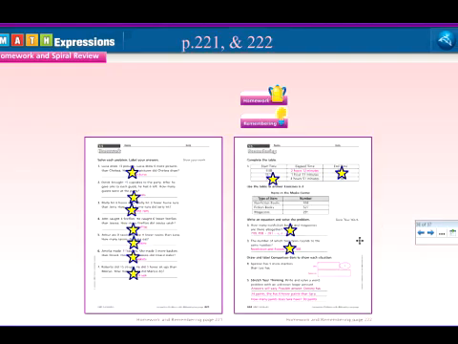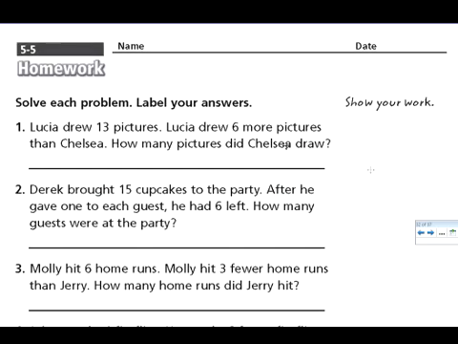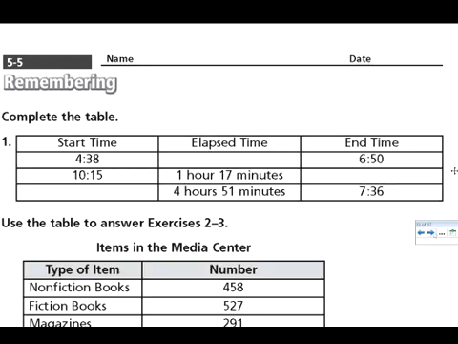Homework tonight will be 2 pages. If you notice, there's 7 problems on the 1 page and 5 remembering type problems. And if you notice, these are just word problems, but we have to make sure that we are adding or subtracting correctly. If Lucia drew 13 pictures and then she drew 6 more than Chelsea, how many did Chelsea draw? So are we adding or subtracting? So you have to make sure that Lucia, even though she drew 13 pictures, she drew 6 more than Chelsea. So it's 13 minus 6. And there's our remembering problem.